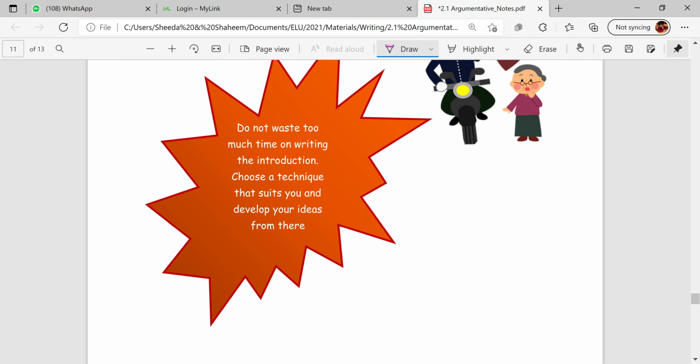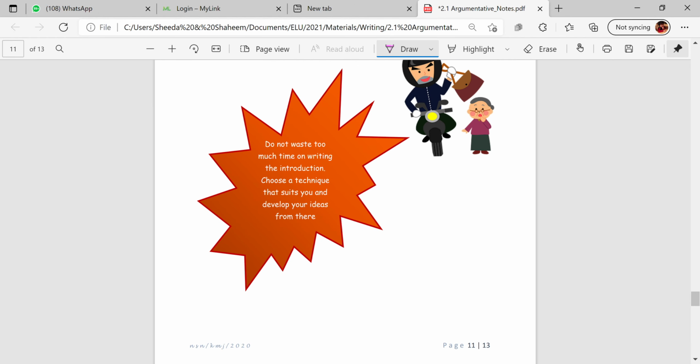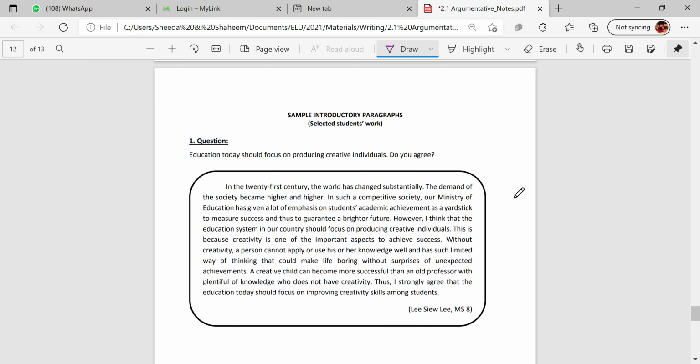Again, do not waste too much time on writing the introduction. Choose a technique that suits you and develop your ideas from there, because your band 3, 4, 5, or even a 5 plus depends on the way you develop your body paragraphs. Okay, now these are the examples. Hopefully you have downloaded the notes which I've given you, and watched the video which I've given you earlier.